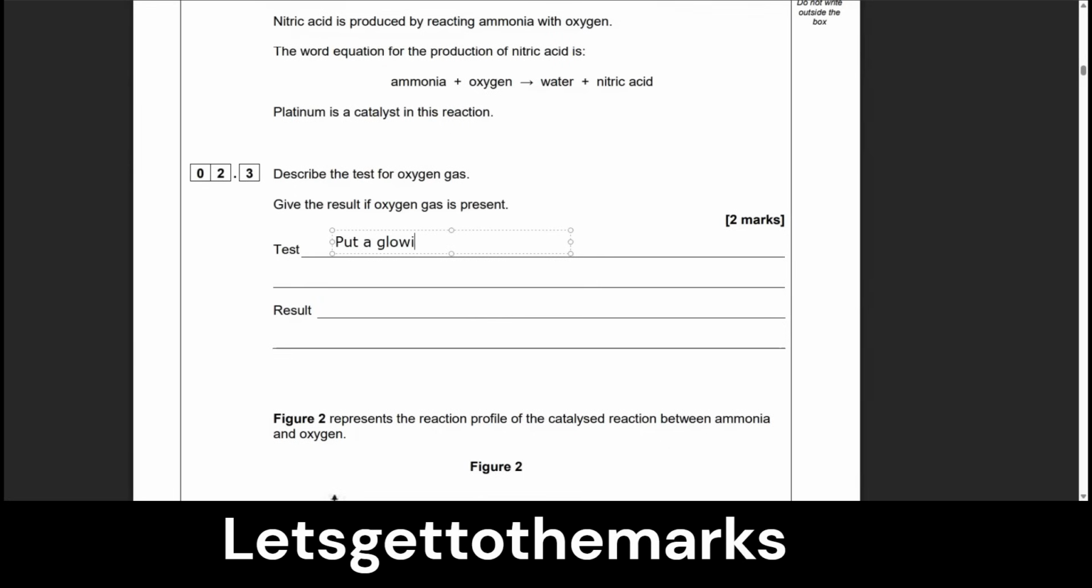put a glowing splint at the end of the test tube. Yeah, that's if your reaction's happening in a test tube. Depends where your reaction's happening. What is the result? It will relight. So it will relight a glowing splint. Essentially, you got to know that off by heart.